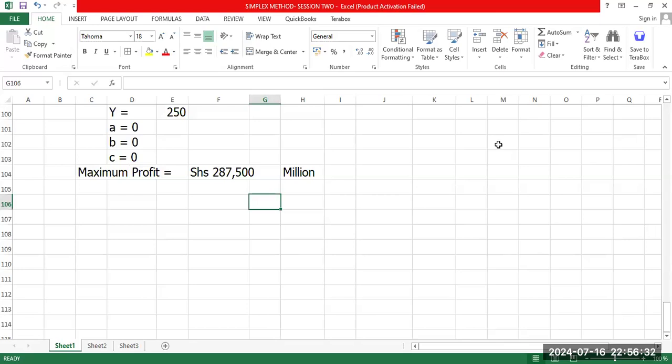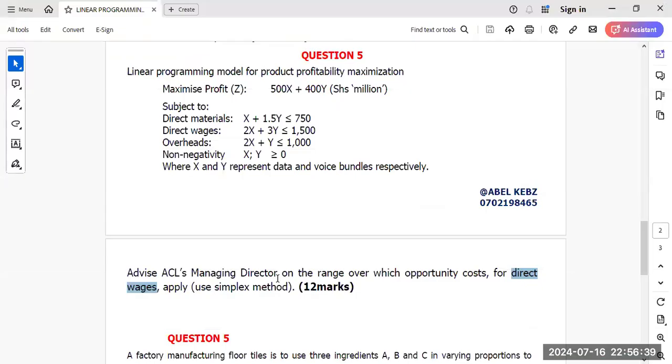But when you check this question, actually what we are doing was not asked. They just want you to get the range. That is like the way they can ask you sensitivity.